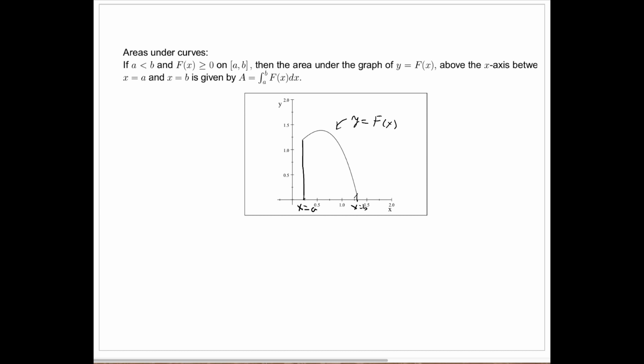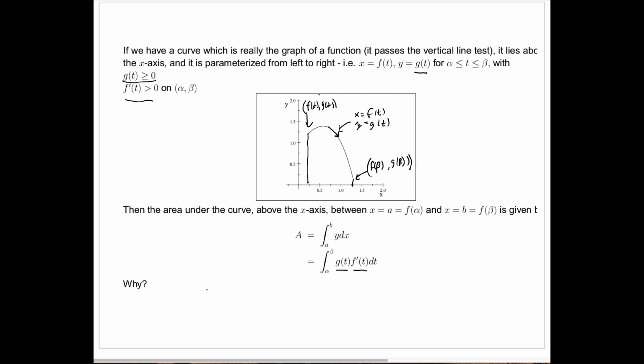We're going to revisit the problem of finding the area underneath a curve. For this to make sense, the curve should live entirely above the x-axis, and what we learned in Calc 2 is if that curve is the graph of some function, in this case the function capital F of x, and we have the graph of F lying above the x-axis, so capital F is a positive function, going from x equals a to x equals b, the area is just given by this definite integral, the integral from a to b of F of x dx.